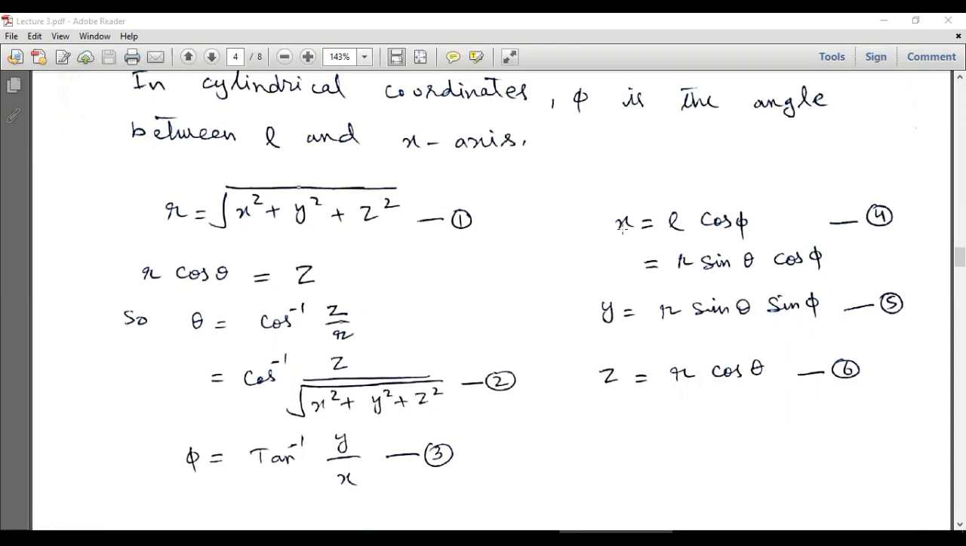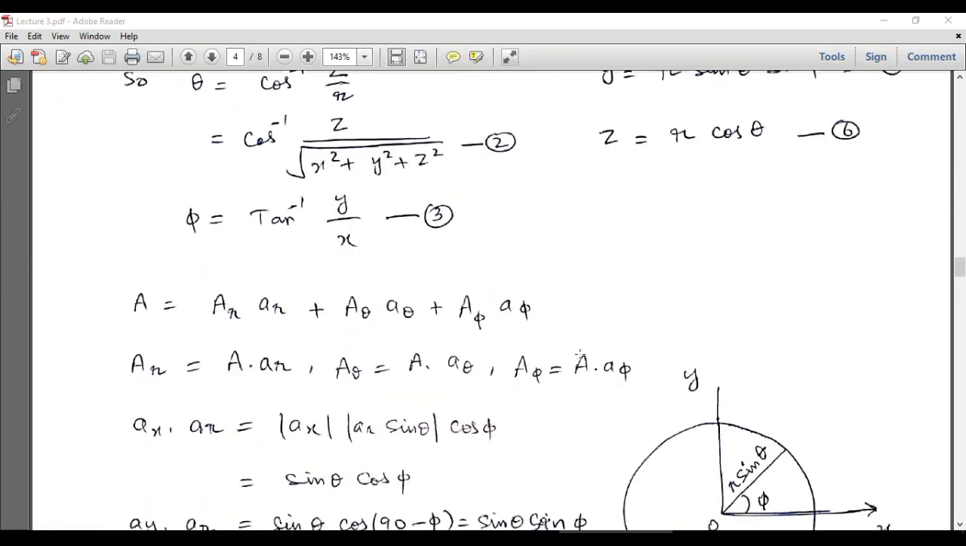Similarly, x is equal to rho cos phi in cylindrical coordinates, and rho is equal to r sine theta in spherical coordinates. So x will be equal to r sine theta cos phi, and y is equal to rho sine phi, which will be equal to r sine theta sine phi, and z is equal to r cos theta. So using these expressions 4, 5, and 6, we can transform spherical components to Cartesian components.